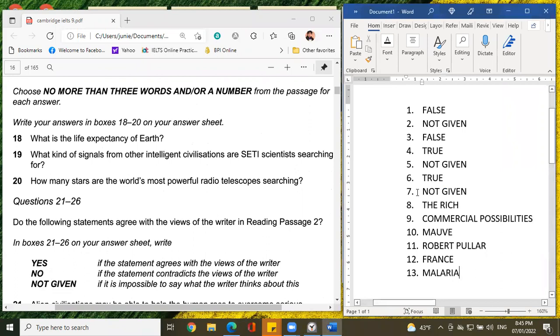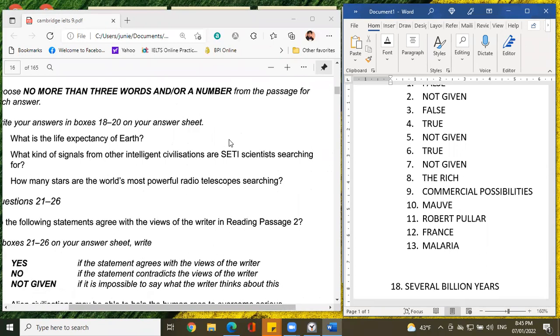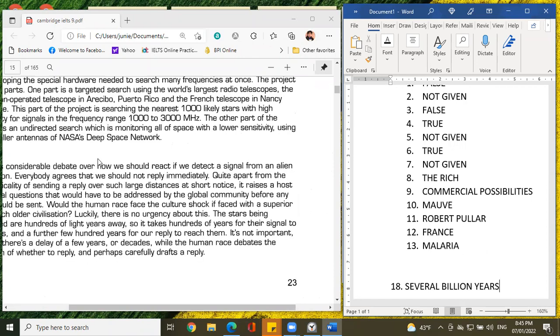So, let's answer 18 here. Several billion years. Wow, that's a long lifespan. What kind of signals from other intelligent civilizations are SETI scientists searching for?